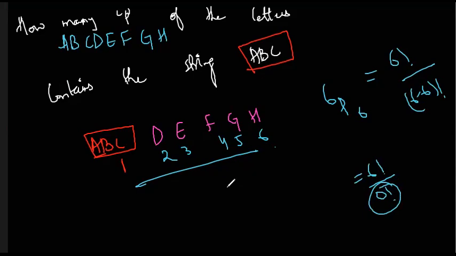So 6P6 or nPn is basically equivalent to n factorial. Okay, so whenever we are taking all the objects, then the permutation will be equivalent to n factorial only. If we have n objects and we are taking all the n, then it will be equivalent to n factorial. So 6 factorial, that is, we can create 720 arrangements where the string ABC occurs together. Okay, so this is your permutations.